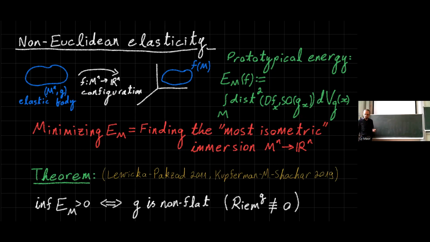And this is indeed true, and this is an equivalent formulation of this. The infimum is positive if and only if the Riemannian curvature of G is non-flat. This is in the simply connected case, when you don't have topological problems. And this is a non-trivial question because this energy is non-convex, so you cannot just take a minimizing sequence to zero and work with its limit without saying something. Like the direct methods of the calculus of variations, they don't work as is. You need to do something more.